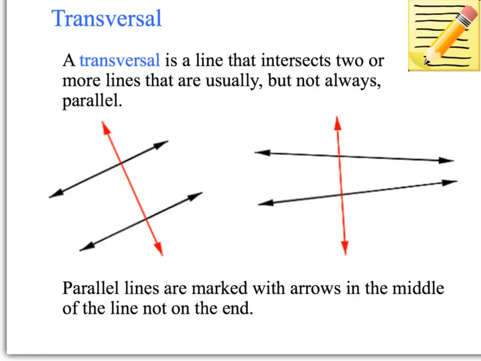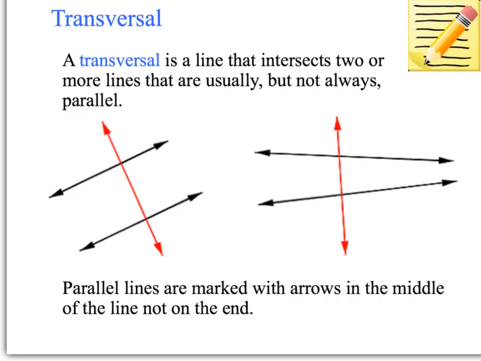And the lines on the right hand side, they are not parallel. You can tell that because if you keep drawing these lines, these two lines here will intersect, so they are not parallel, whereas the ones on the left, if you just keep drawing those lines, they will never intersect, so they are parallel lines.